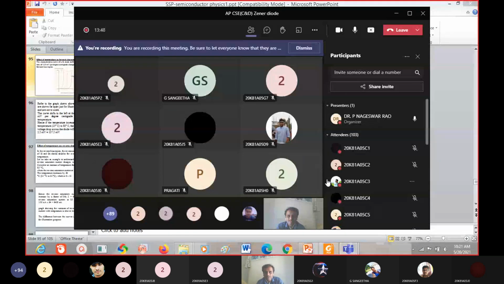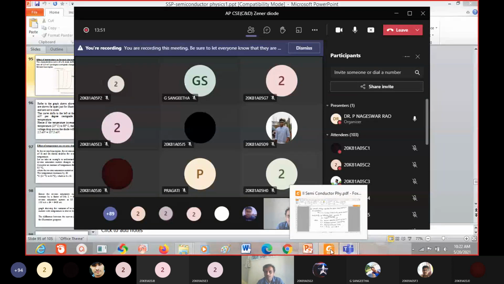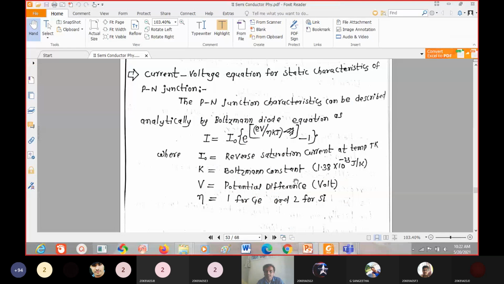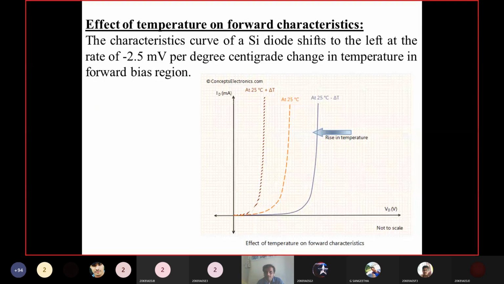Okay, now coming to here. With increasing the temperature, in case of forward bias in the PN junction diode, what happens? We already discussed this, so once again I will explain. If you observe at very low temperatures, that means less than room temperature, it will be like this. Here the threshold voltage or knee voltage will be very high.